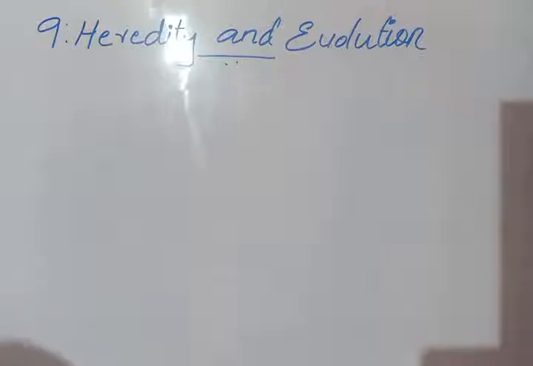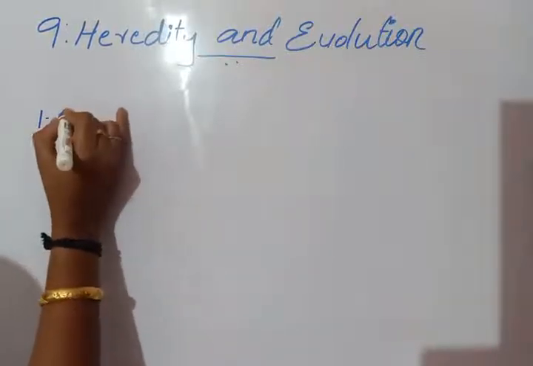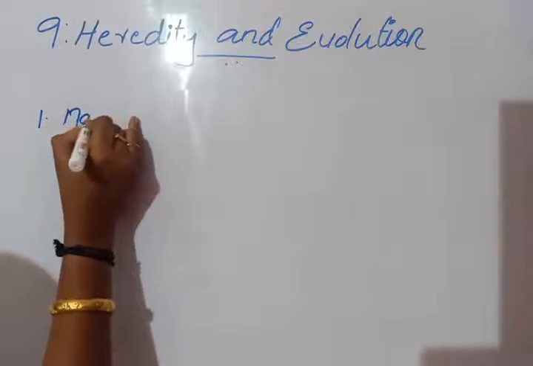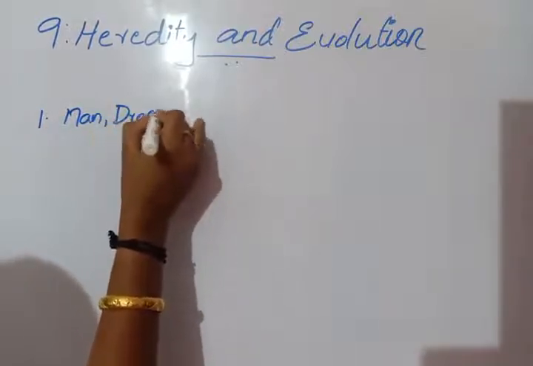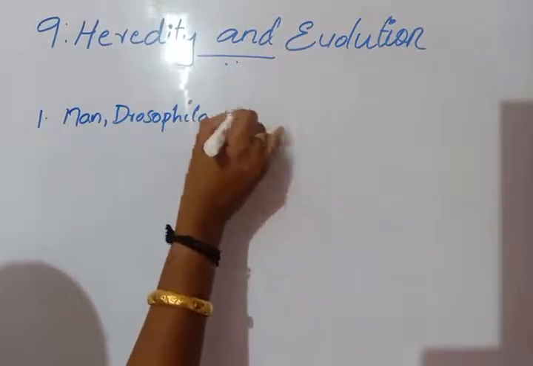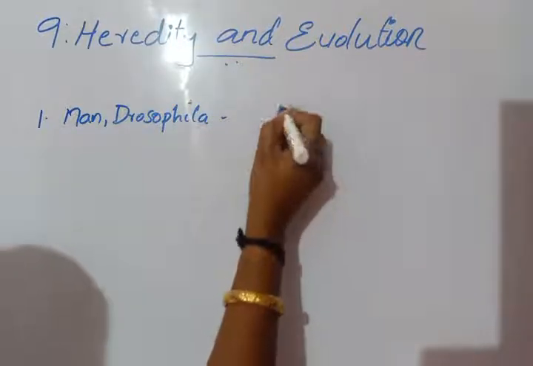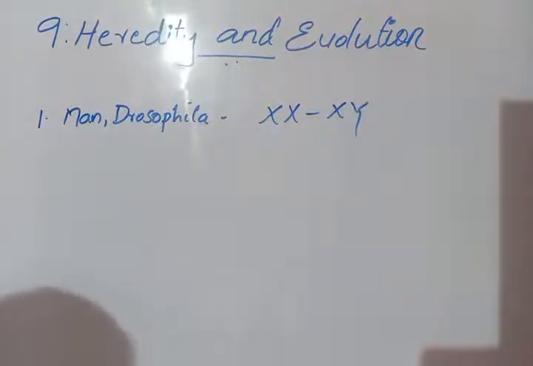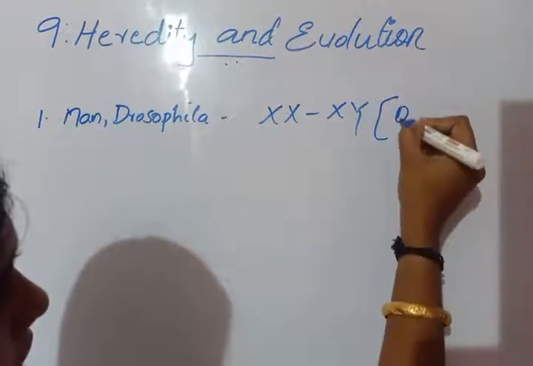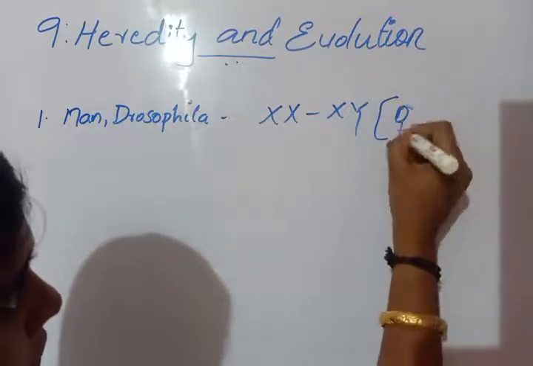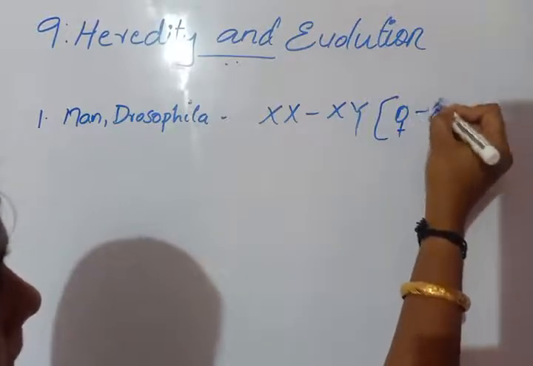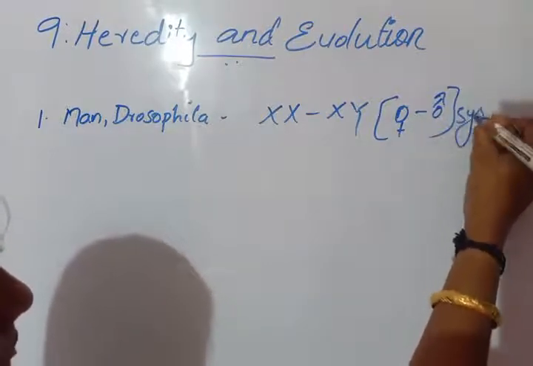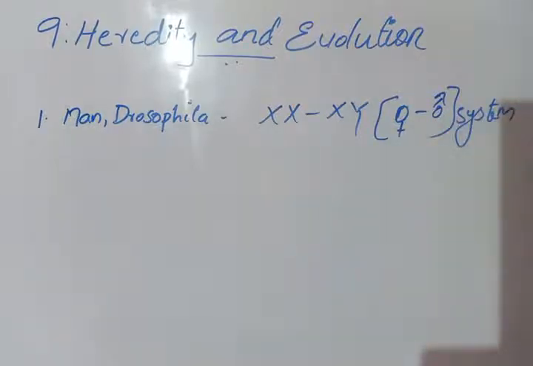Okay, so we will discuss some common things. First one, in man, Drosophila and other animals, it will follow the XX, XY system, that is the female-male system. So in man and Drosophila, they follow XX, XY, that is the female-male system.